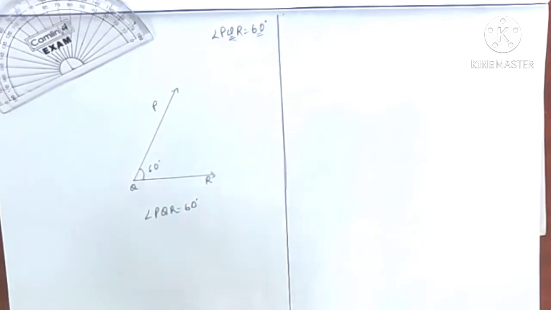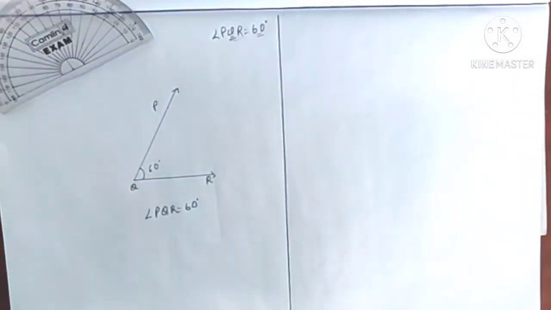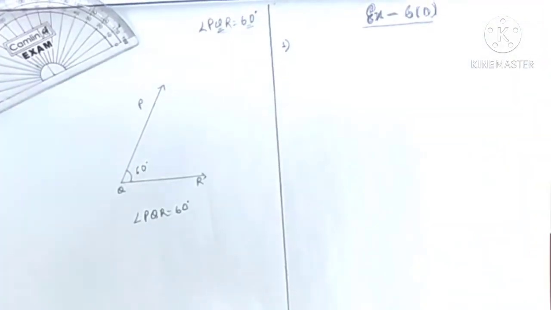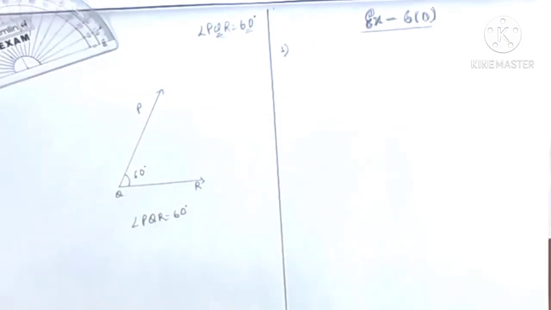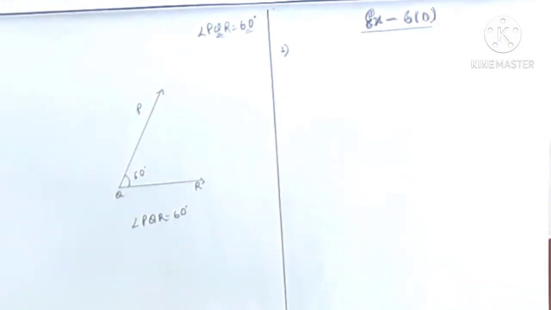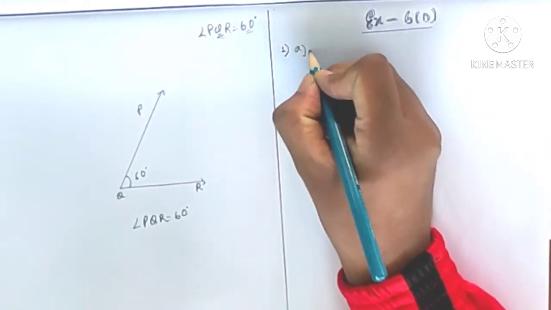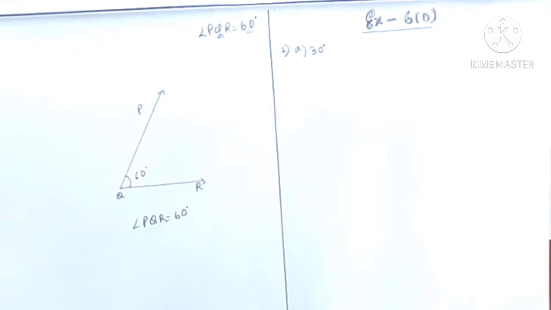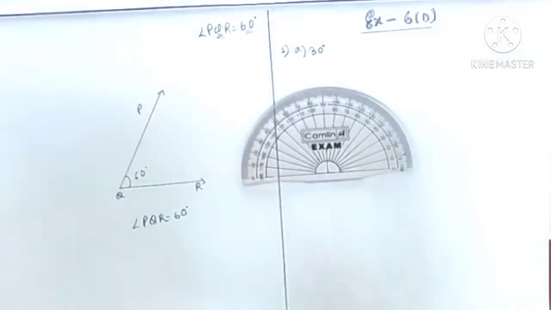Now we are going to start the exercise. As I have shown you how to draw an angle, now we are going to do exercise 6D. What does the first question say? Draw the following angles using a protractor. So with the help of a protractor we have to make angles. Let's begin with A, that is 30 degrees. We have to make a 30 degree angle with the help of this protractor.